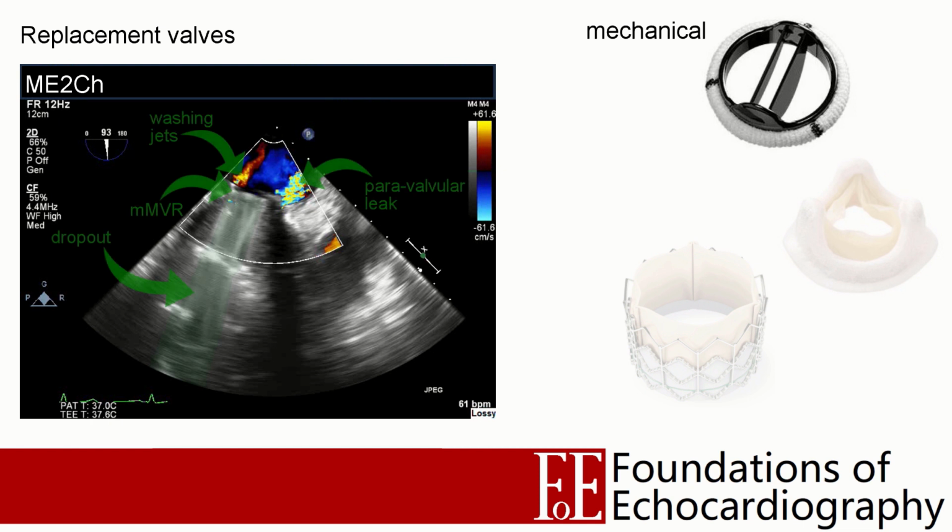This clip here is from a mid-esophageal two-chamber view taken during cardiac surgery. In the near field we have the left atrium, and in the far field we should be able to see the left ventricle, but it's rendered entirely invisible due to the acoustic shadowing.